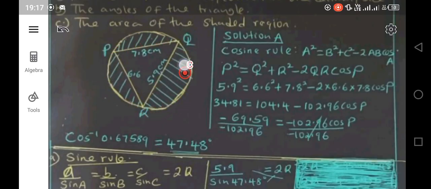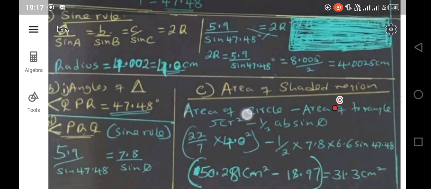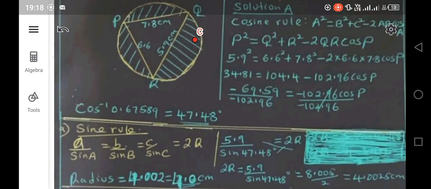So we say pi r squared, the area of the circle, minus half times a 7.8, b 6.6, sine theta, the angle that's here, which is 47.48 degrees. Pi r squared gives you 50.28 square centimeters. Half times 7.8 times 6.6 times sine 47.48 degrees gives you 18.97 square centimeters. When we do subtraction, we get 1.3 square centimeters, which is the area of the shaded part.